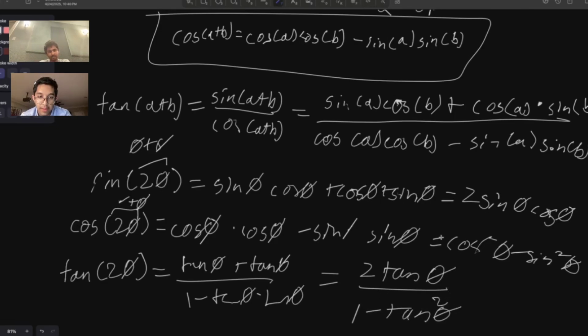Does that make sense? Yeah, but one overarching question. I know the cosine 2 theta also has 2 more identities. How would you derive those?